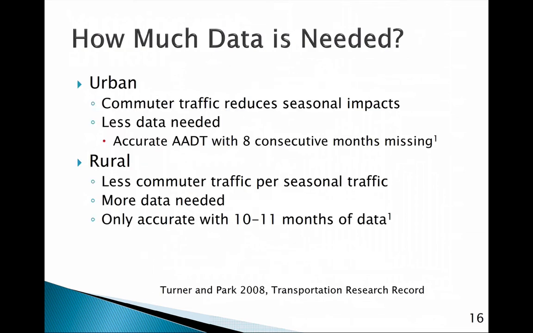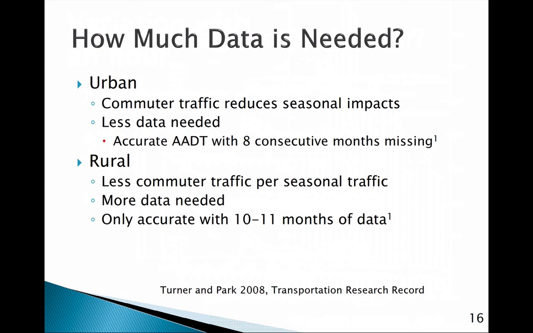So that's kind of traffic volumes 101, an overview of how volumes vary. And so now we're going to talk more about actually how you perform the studies and how you collect the data. So how much data do you need? Typically in a more urban setting, it's going to be less seasonal because people drive to work and go to school and stuff regardless, other than the summer, obviously for school. So you need less data.